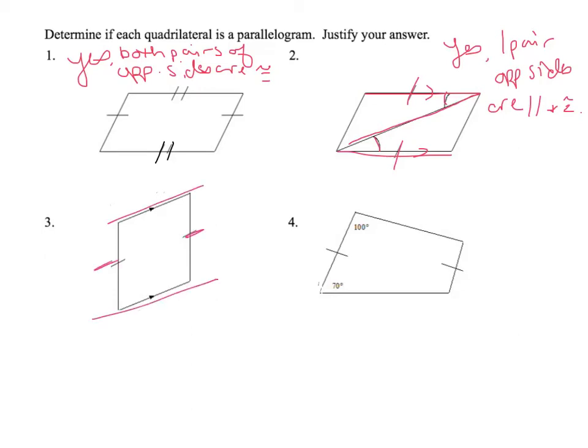Okay, number 3, let's see, I've got a pair of parallel sides and then a pair of congruent sides. Well, remember, the only one that we have that deals with both of these is number 6, when it says one pair is parallel and congruent. So this does not satisfy any of them. This would be a no. And number 4, remember, you need consecutive angles to be supplementary. This is a dead giveaway that, no, this adds to equal 170 degrees. We need 180 degrees, so that's going to be a no.